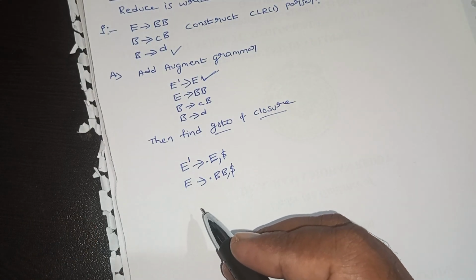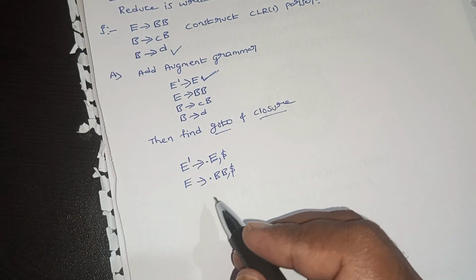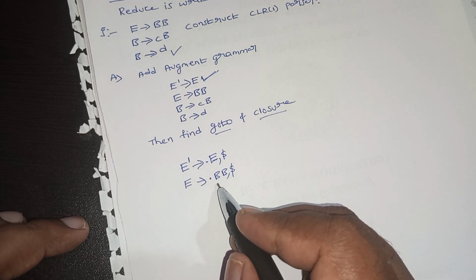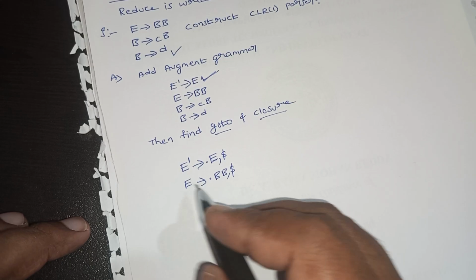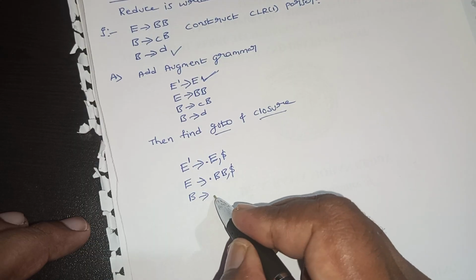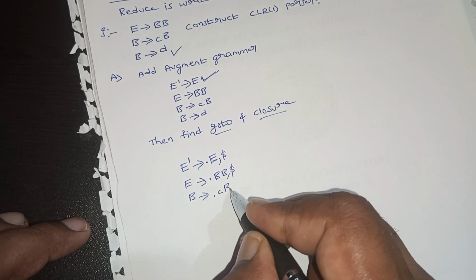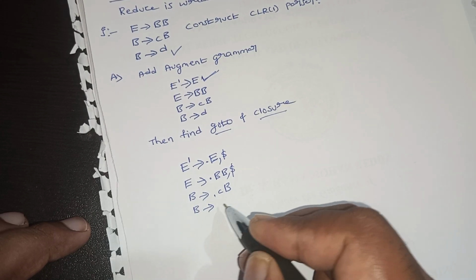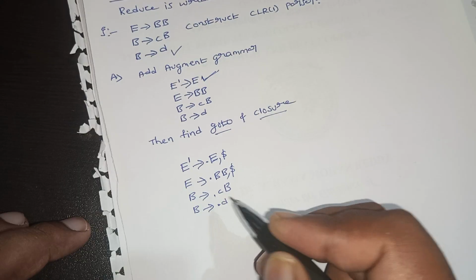Now, because there is a dot to the left of B, I have to add dot B, that is, all the rules of B. So B tends to dot small c capital B, and B tends to dot d.